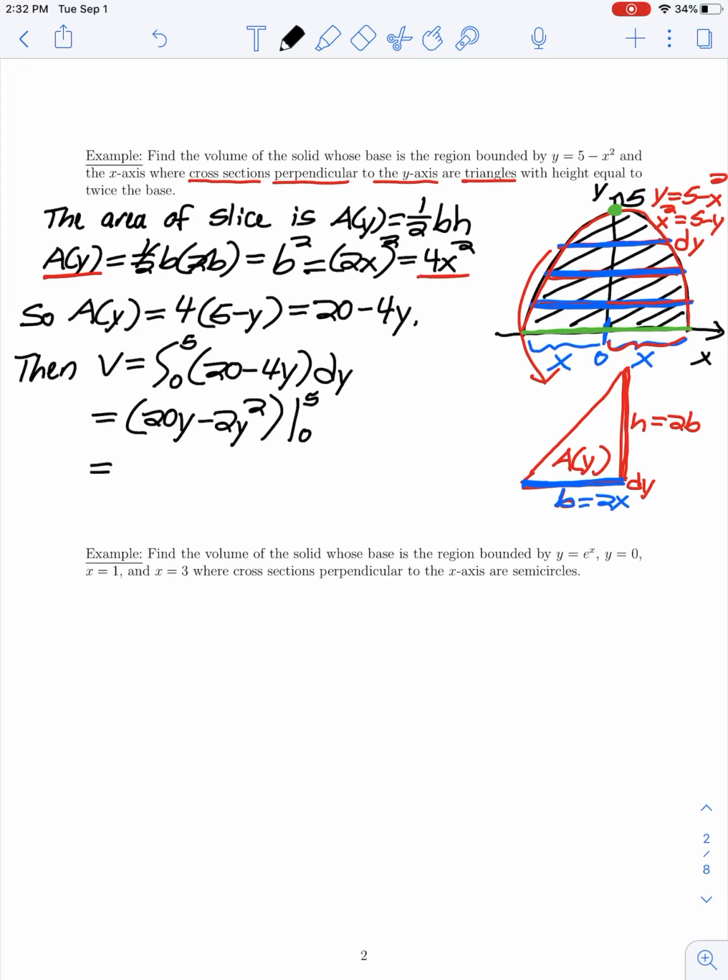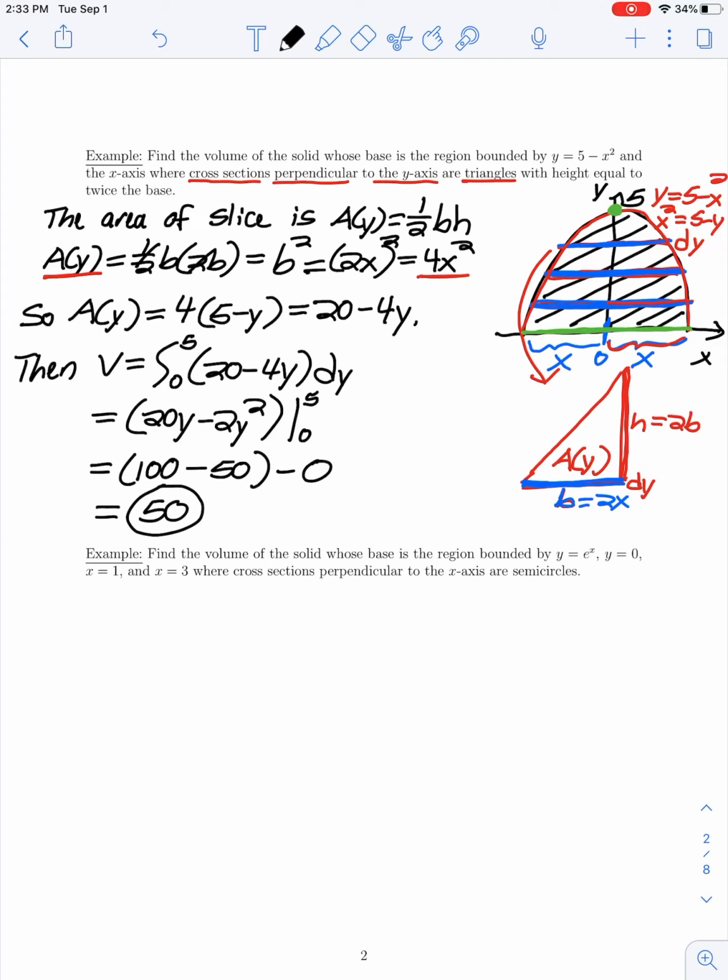So substituting 5 in for y, we have 20 times 5, or 100, minus 2 times 5 squared would be 50. And then we subtract the value we get by substituting in 0 for y, which is 0. So we're left with 100 minus 50, or 50 cubic units, for the volume of the solid described here.